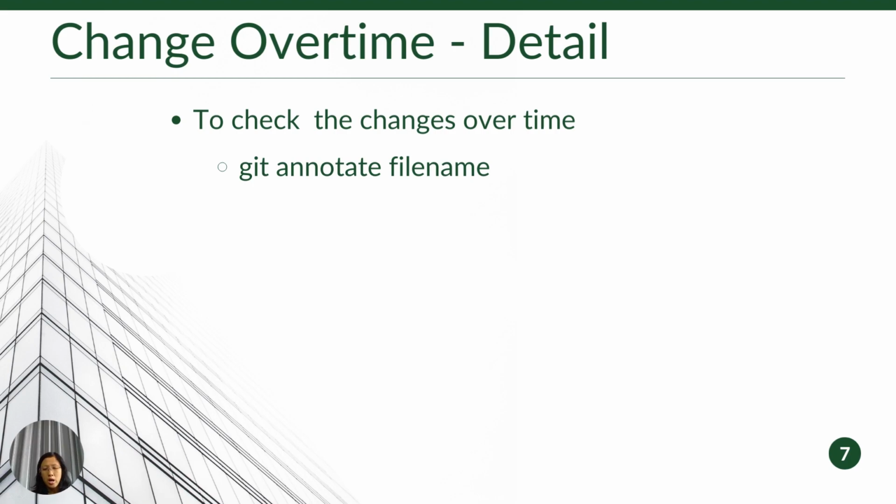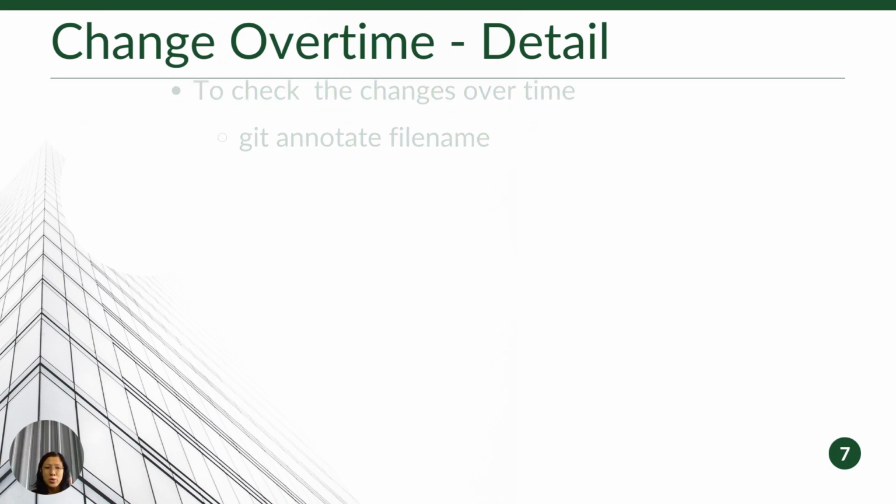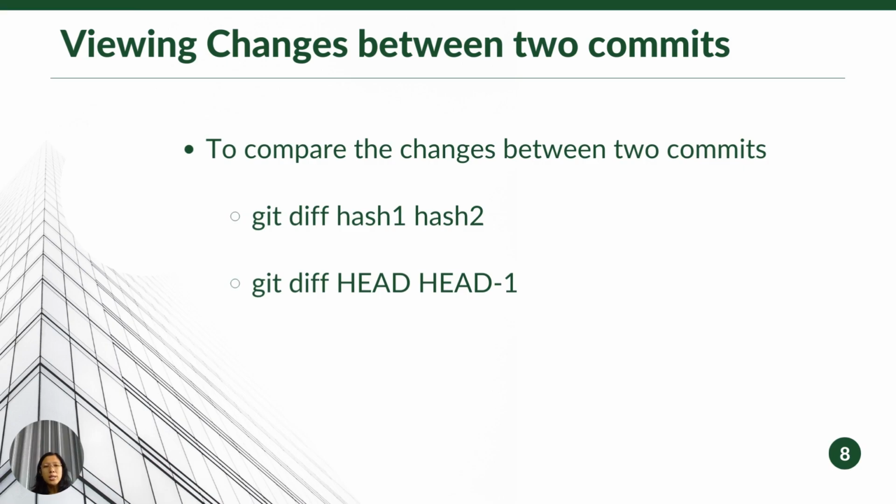Now, let's say we want to see the changes between two commits. For that, we can use the diff command. If you know the hash keys of these two commits, you can use git diff hash key 1 and hash key 2. Or you can use HEAD and HEAD~1. Be careful, it's not a dash, it's a tilde. If you use HEAD and HEAD~1, it will give you the changes between the second last change and the last change.